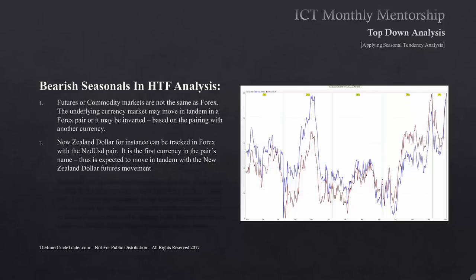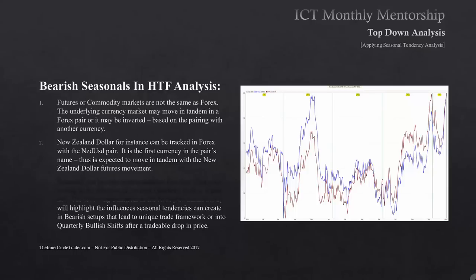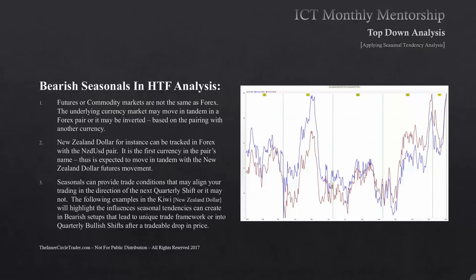Like, for instance, in lesson 4.1, we used the USD/CAD pair, and since the seasonal tendency is on the Canadian dollar, we were looking at a time when the Canadian dollar seasonal tendency for the futures contract would be bullish, but would be bearish in the USD/CAD pair because it would be inverted. That would be a sticking point for someone that's just rushing through this lesson. But we're going to talk about a currency this time where it's going to move basically in tandem with what you expect to see in the seasonal tendency chart.